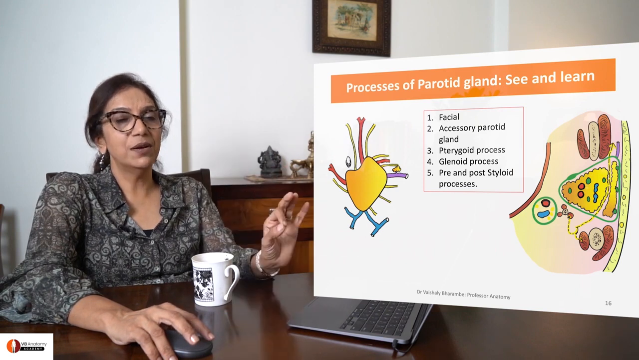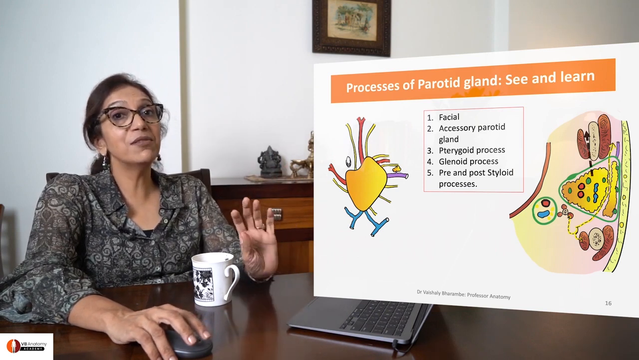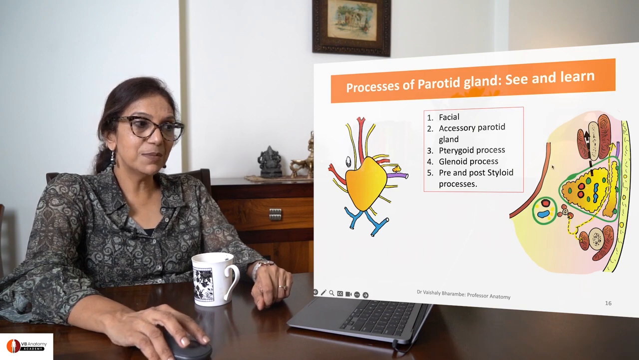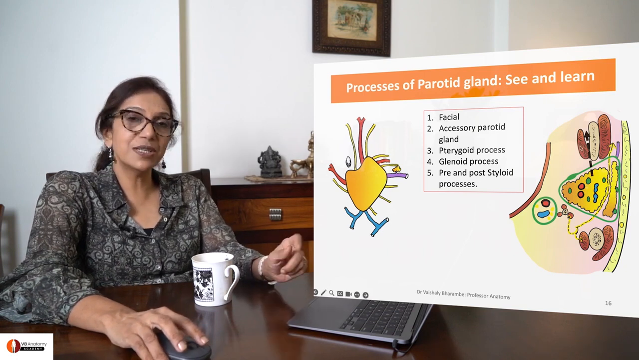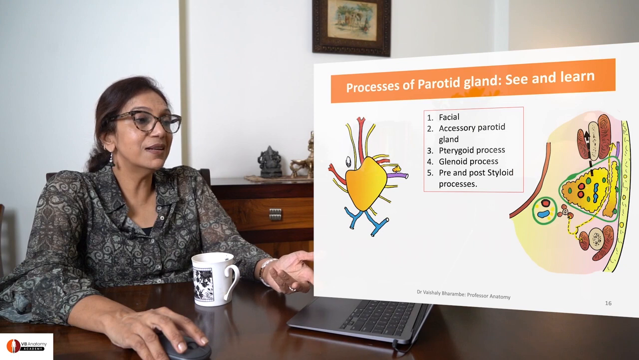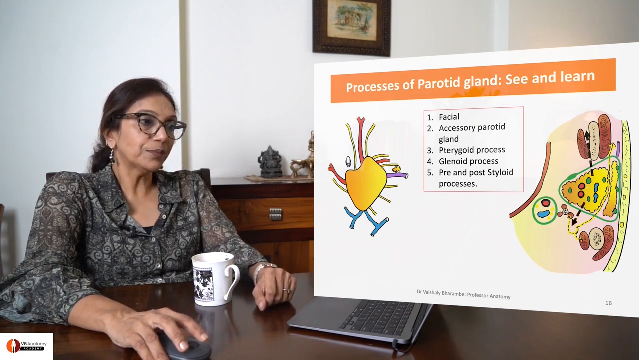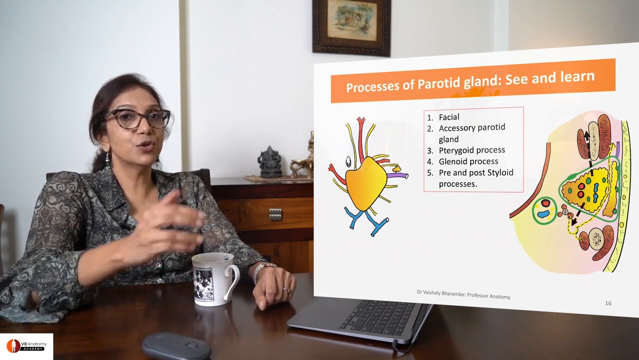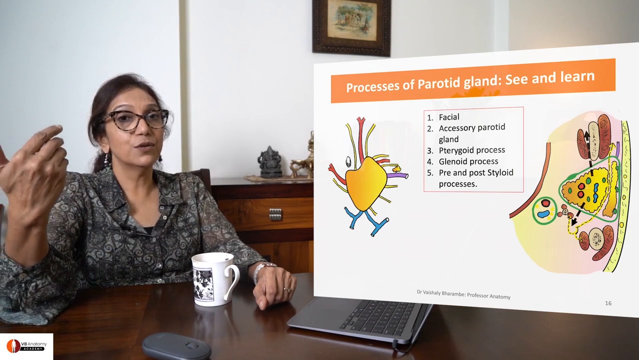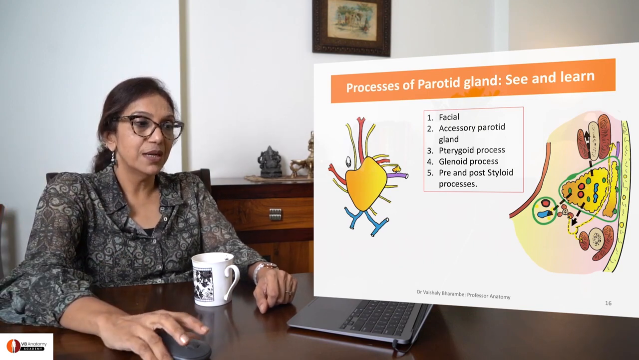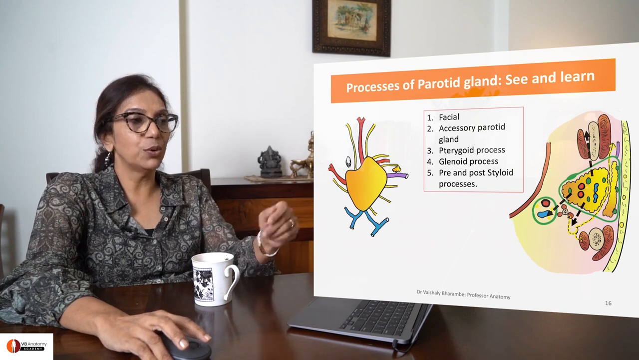The arrow will point out something. You have to tell me which process it is. This is the medial pterygoid muscle. Which process is this? Obviously, it is the pterygoid process. This one is going in superficial to the styloid, so it is the pre-styloid process. Deep to the styloid is the post-styloid process.